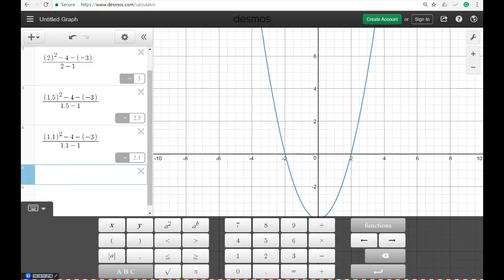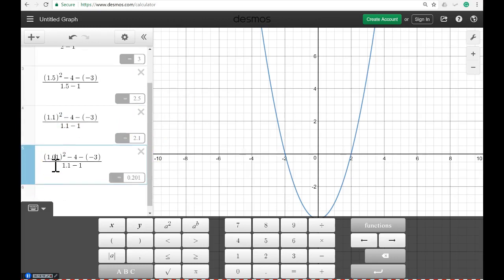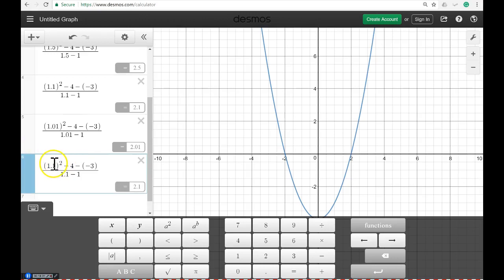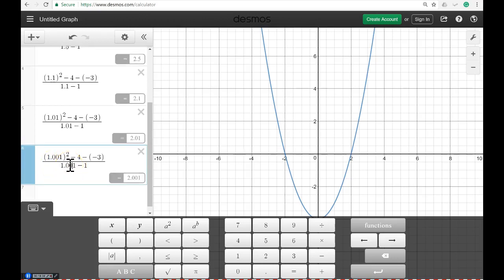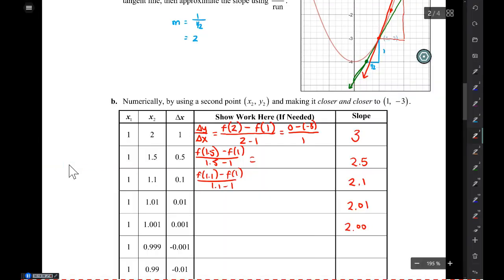Now I can do 1.01. You see how we're getting closer and closer to that 1 value? 1.01. And I need to change the denominator too. And I get 2.01 as a result. Okay, now I need another 0. Now I get 2.001. If I were to add another 0 and do 1.0001, what do you think the result would be, based on what you're seeing so far? 2.0001. Be another 0 there.